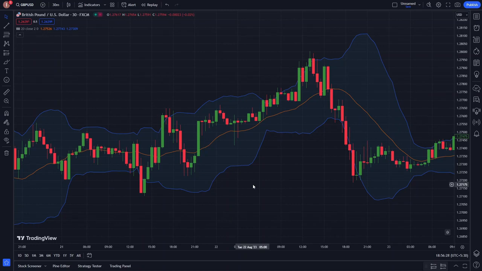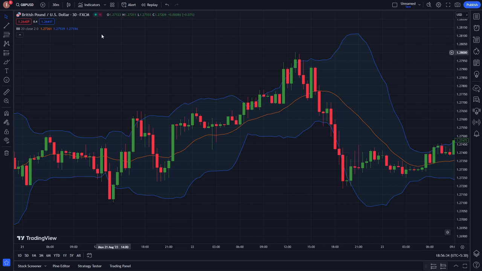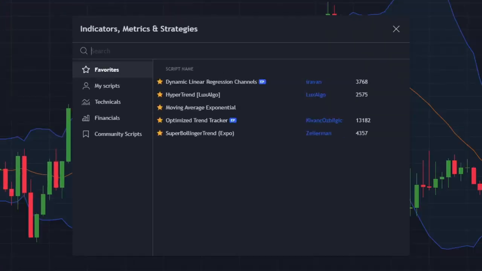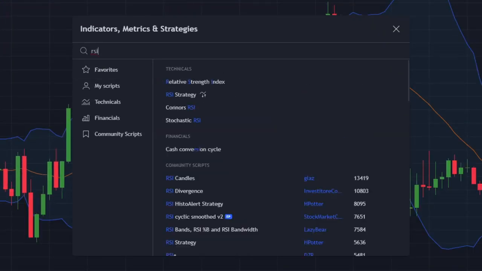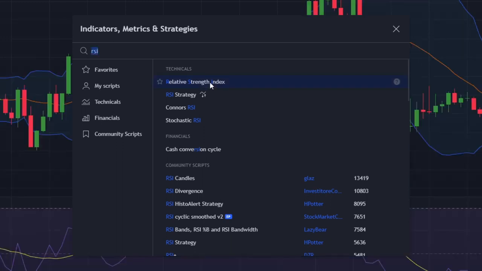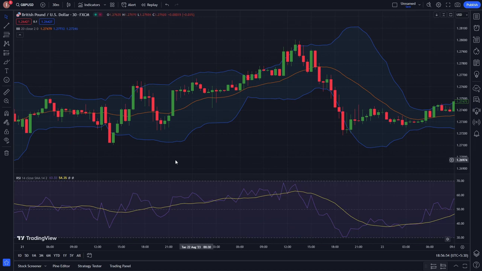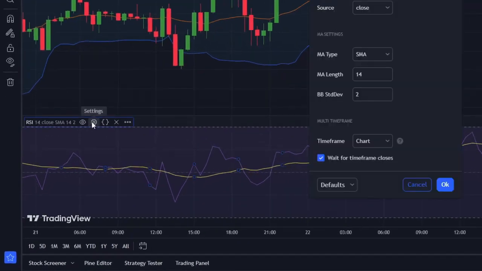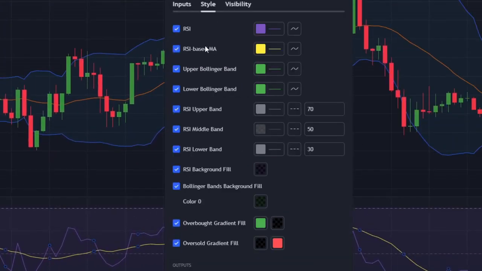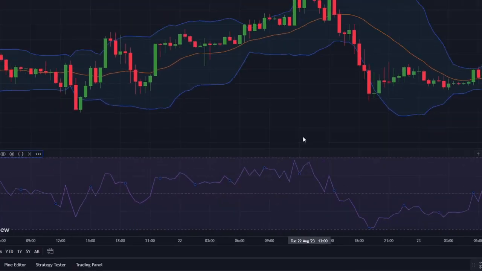Alright, so let's add the RSI indicator to our chart. To apply the indicator, simply go to the indicator section and type RSI in the search box. And select this one, click on it to add it to the chart. Now let's head over to the indicator settings. In the style section, uncheck this moving average line option. Once done, click on OK to save the changes.